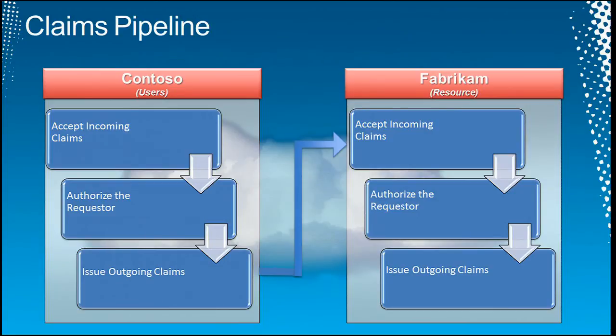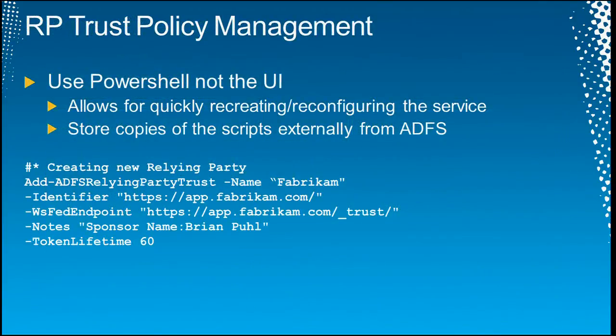And this three-step process, this three-step pipeline, accepting incoming claims, authorizing the requester, issuing outgoing claims, this takes place on every ADFS server individually down whatever path we have of identity provider to federation provider to relying party STS. So that's generally how these tokens get created and generally how these claims get generated.